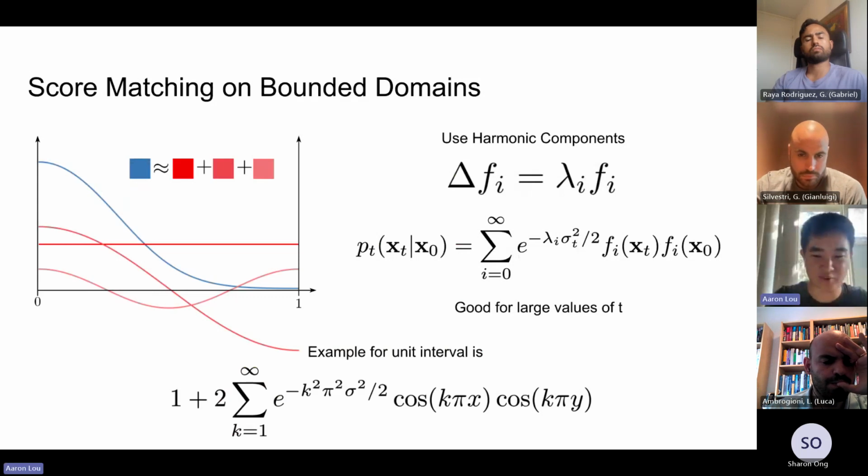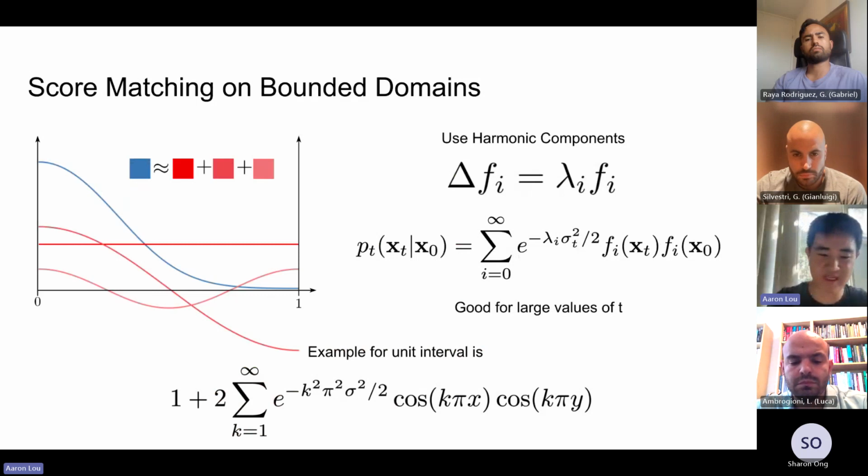And as an example, if we consider the unit interval, this is how the function looks in particular. We can note that as sigma becomes very large, this summation converges very quickly.